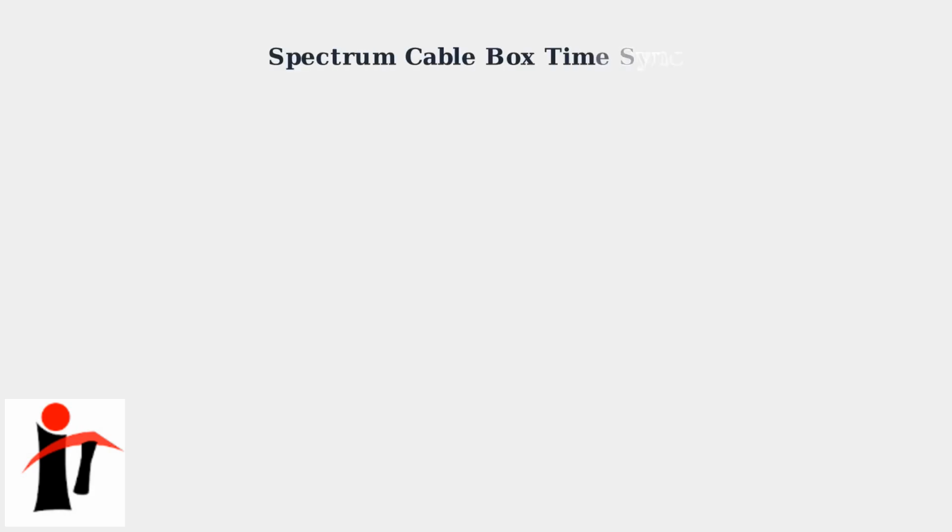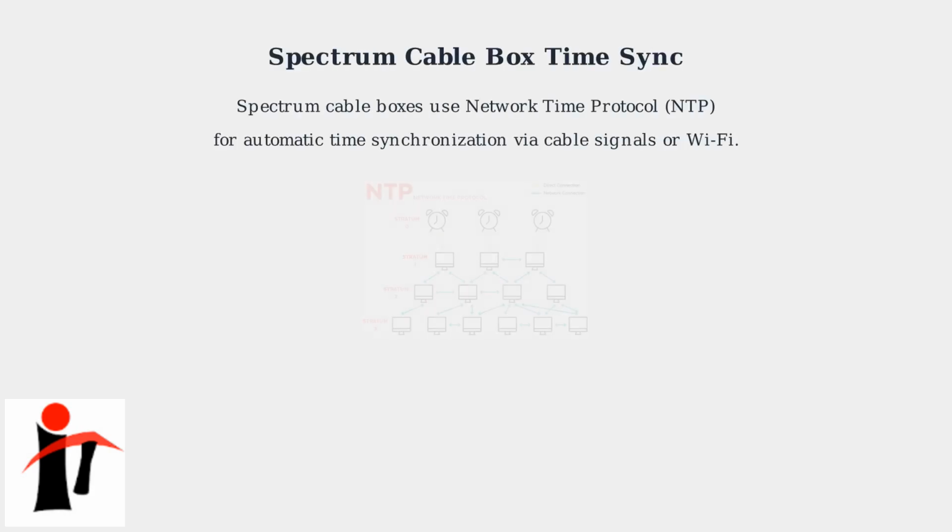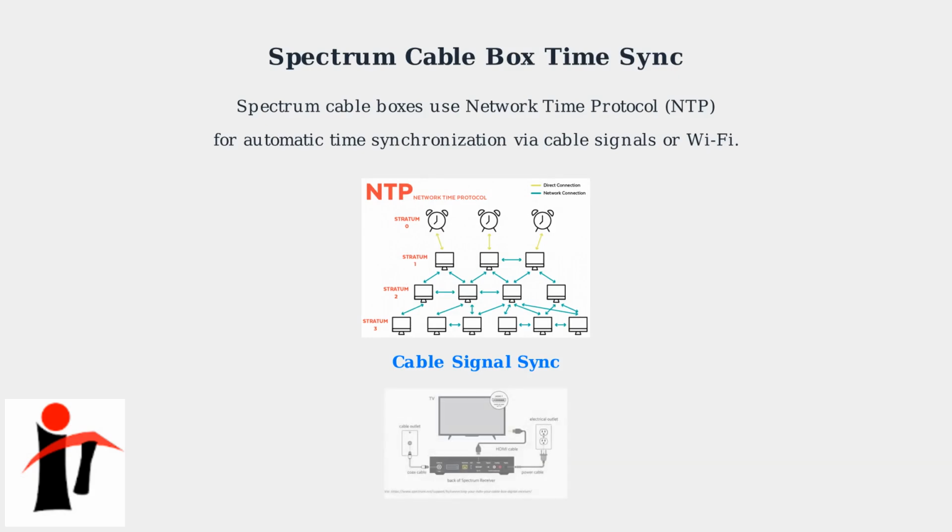Spectrum cable boxes primarily use Network Time Protocol, NTP, for automatic time synchronization via cable signals or Wi-Fi. This ensures the on-screen clock and program guide display accurate time. Modern boxes correct for time zones and daylight saving time automatically. However, issues can arise from signal disruptions or firmware glitches.